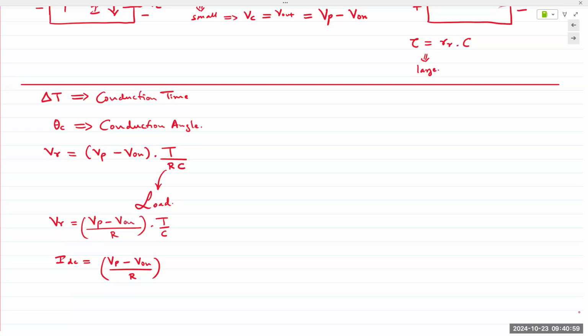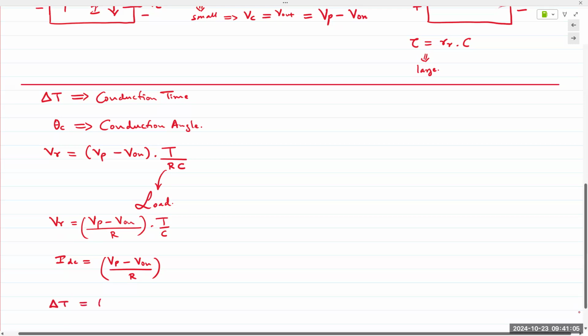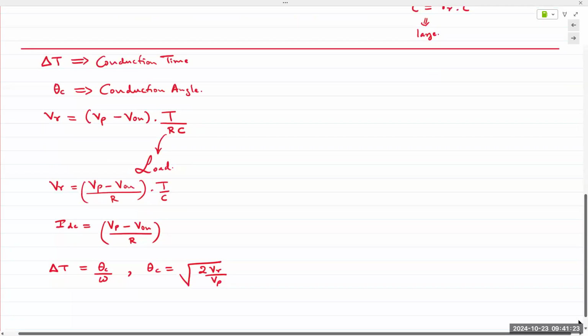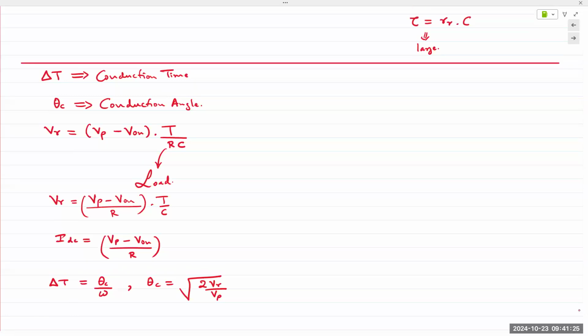The conduction angle, theta C, delta T is theta C over omega. And theta C can be written as the square root of 2VR over Vp.